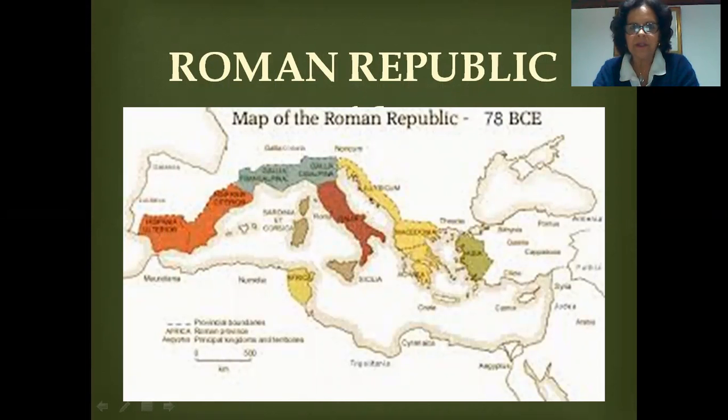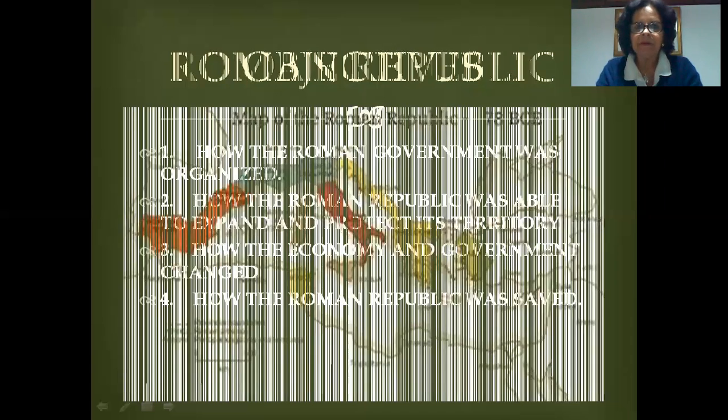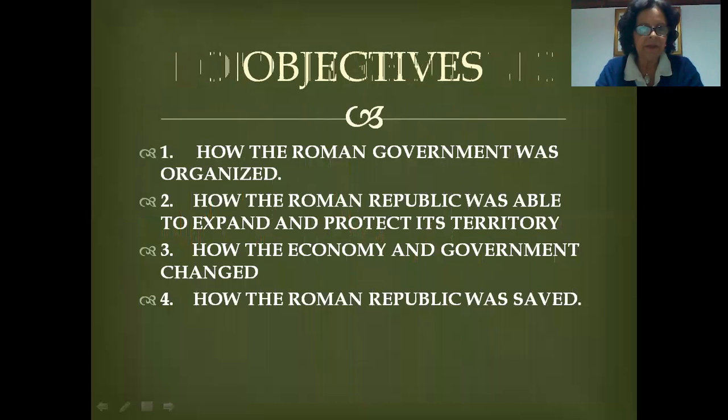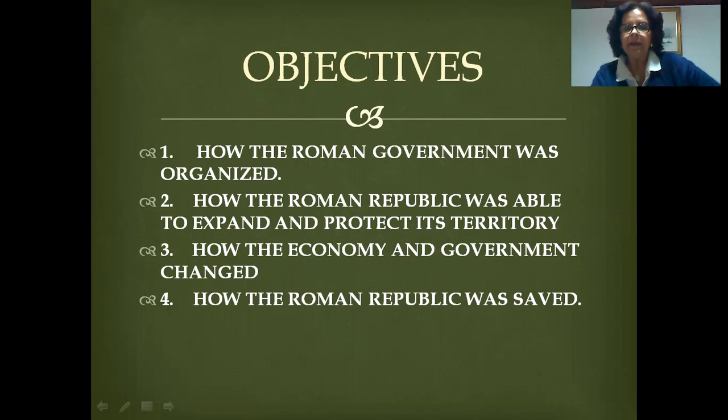Last week, we studied the Romans in general, with the early civilizations of the Etruscans. Today we're going to study the Roman Republic, and next week we'll study the Roman Empire. The objectives of this class: how the Roman government was organized, how the Roman Republic was able to expand and protect its territory, how the economy and government changed, and how the Roman Republic was saved.